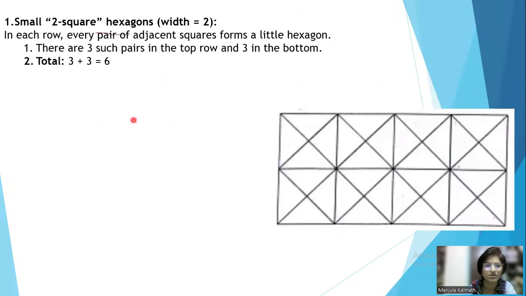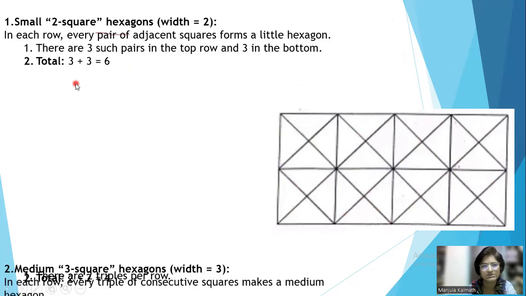Here first of all, two square hexagons. Two square hexagons means we have to consider this one, and 2 as well as 3. Like that in one row it is. In the second row also 1, and by including these two it is 2, and by including these two it is 3. 3 plus 3 it will be 6 here.